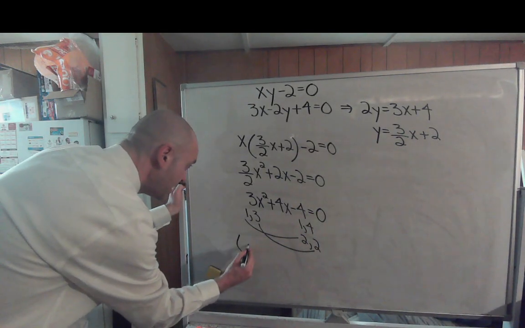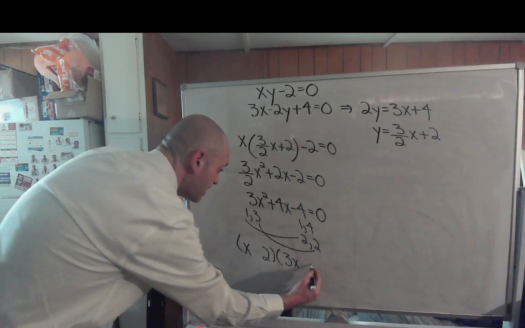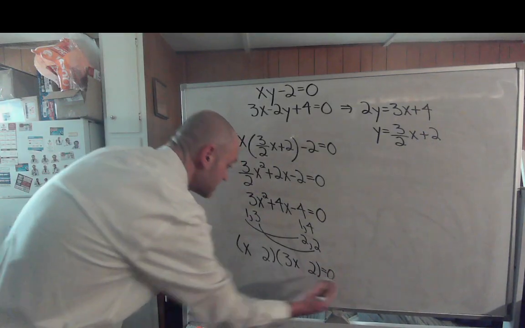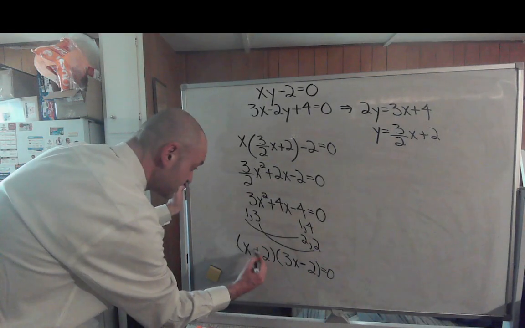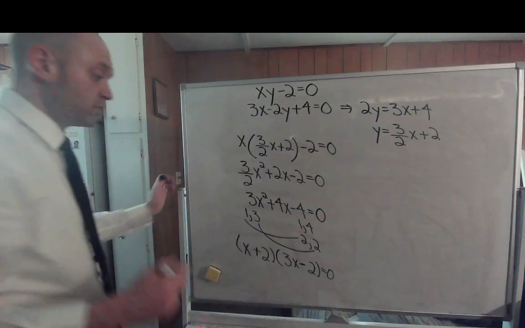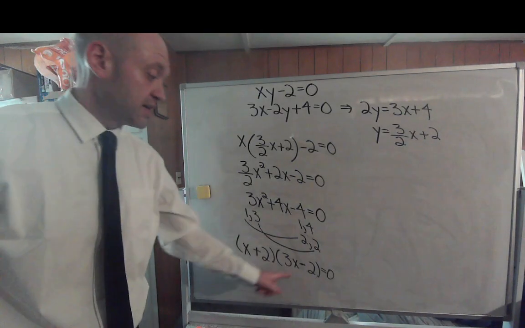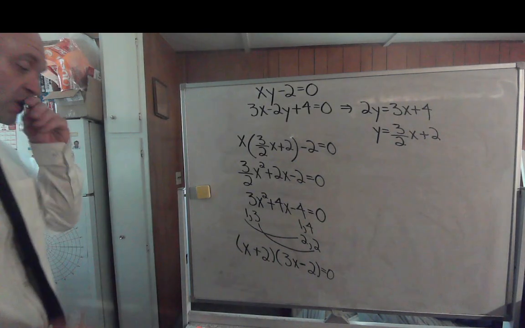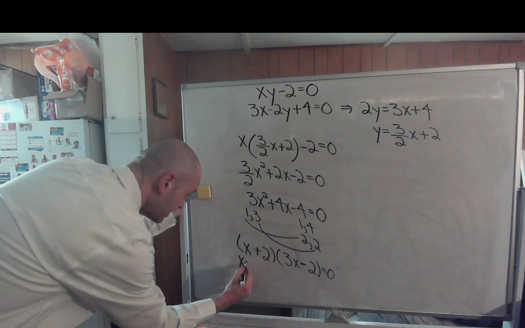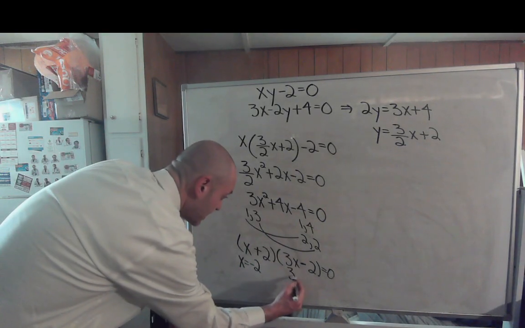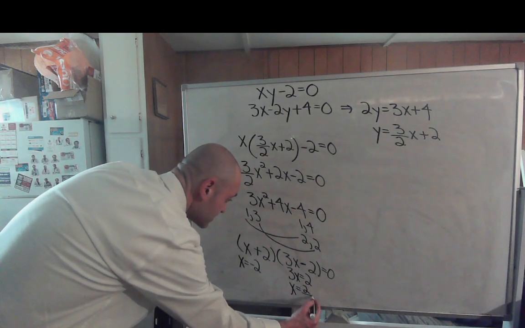So we should have an x and a 2 and a 3x and a 2. Now which one's plus, which one's minus? 3x squared minus 2x plus 6x would be plus 4x, then minus 4. So this is going to factor into x plus 2 times the quantity of 3x minus 2. So now we can solve for both solutions for x. X would equal negative 2. 3x equals 2, which means x would also equal 2/3.